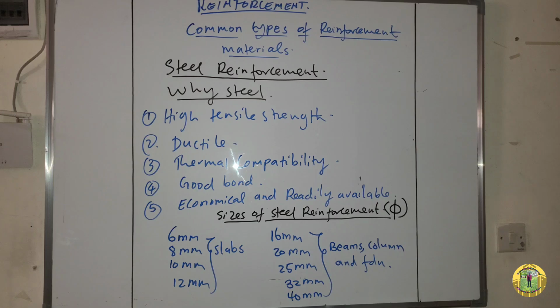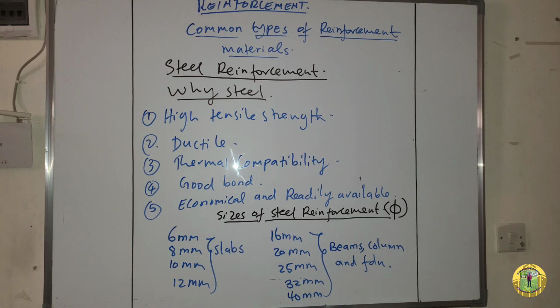So steel reinforcement, why do you think steel is the most commonly used material in concrete? So why steel? Number one is high tensile strength. It complements concrete's weakness in tension.